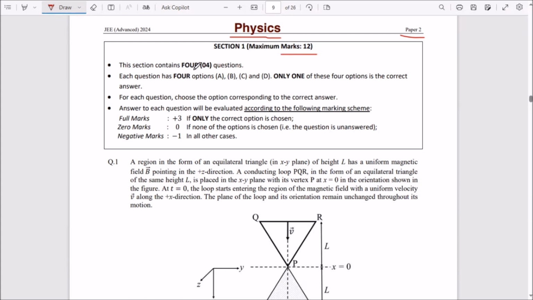This section contains 4 questions, and each question has 4 options A, B, C and D. Only one of these 4 options is the correct answer. For each question, choose the option corresponding to the correct answer. You will get +3 marks if only the correct option is chosen. You will not get any marks if you do not answer. However, if you choose wrong answer, there will be a -1 mark. -1 will be deducted. Let us see the questions.